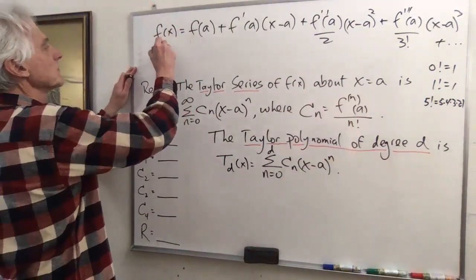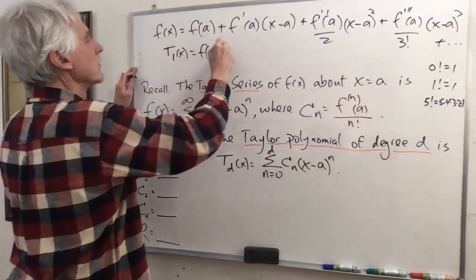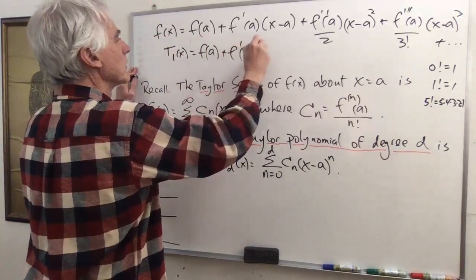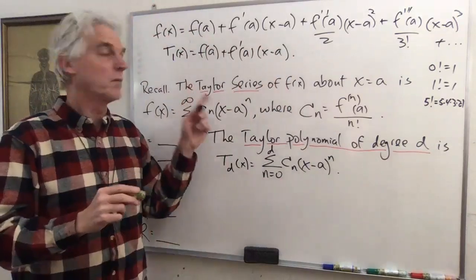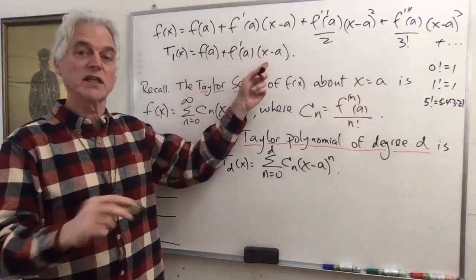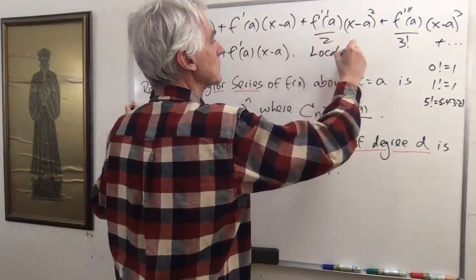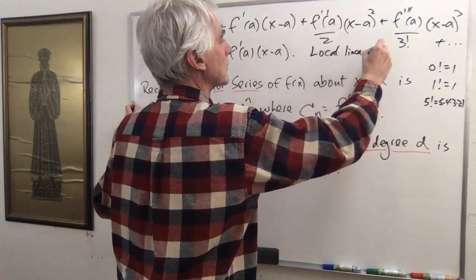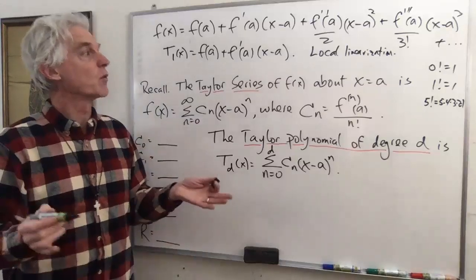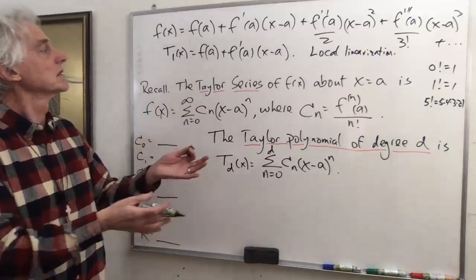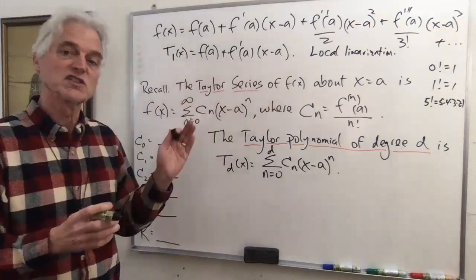And then for this, we might say T1 of x would be f of a plus f prime of a times x minus a. That would be the Taylor polynomial of degree 1. It's a linear function, and this is in fact called local linearization, which was one of the most important topics in Calc 1. We can approximate any function that's differentiable near the point x equals a by the tangent line approximation.